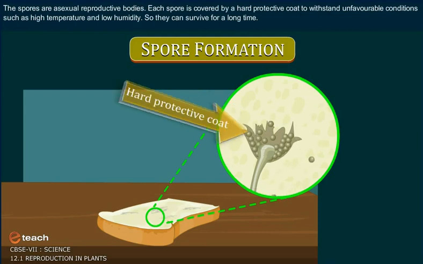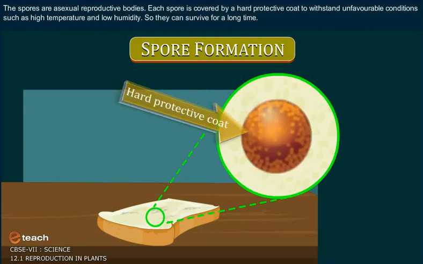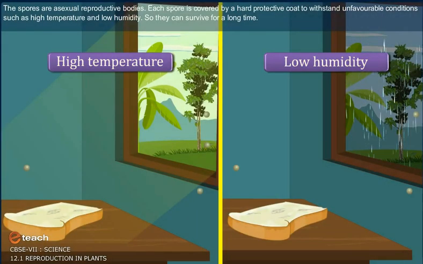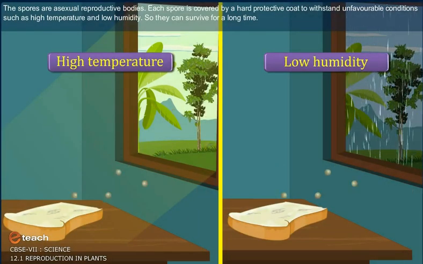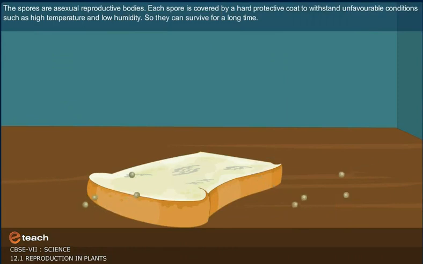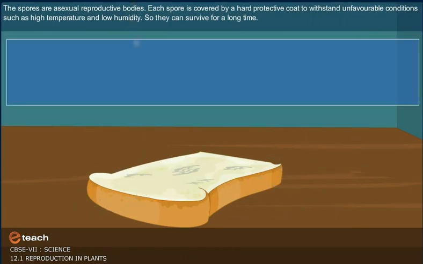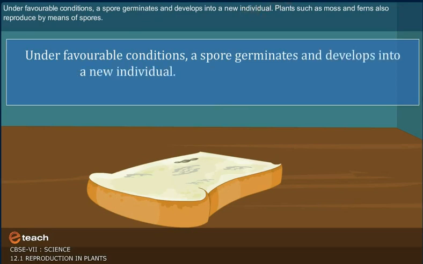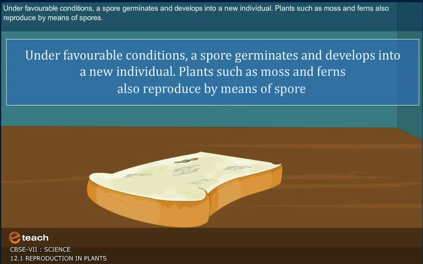Each spore is covered by a hard protective coat to withstand unfavorable conditions such as high temperature and low humidity, so they can survive for a long time. Under favorable conditions, a spore germinates and develops into a new individual. Plants such as moss and ferns also reproduce by means of spores.